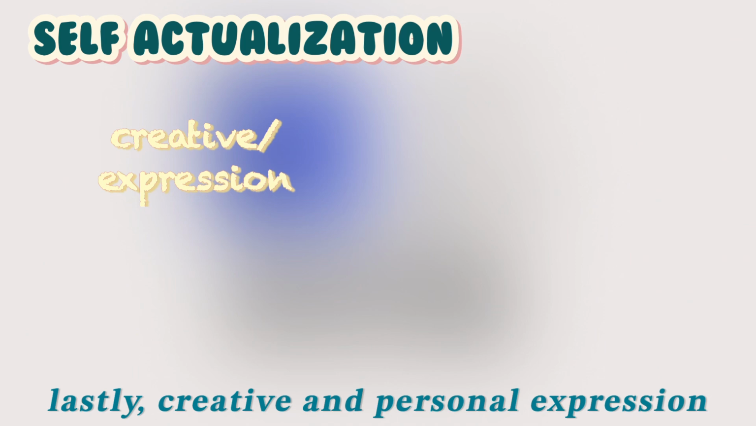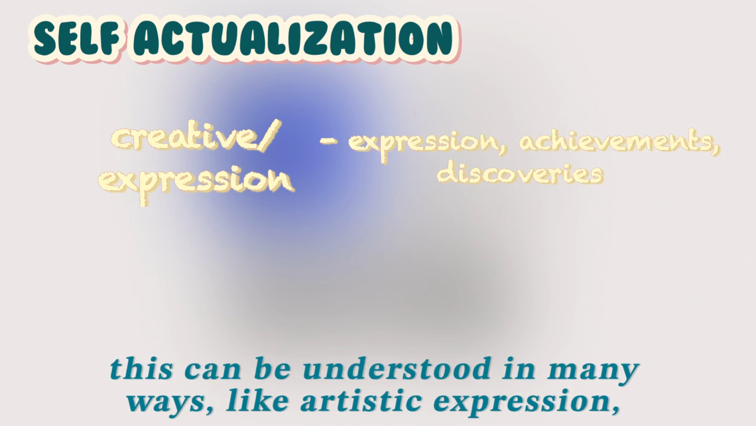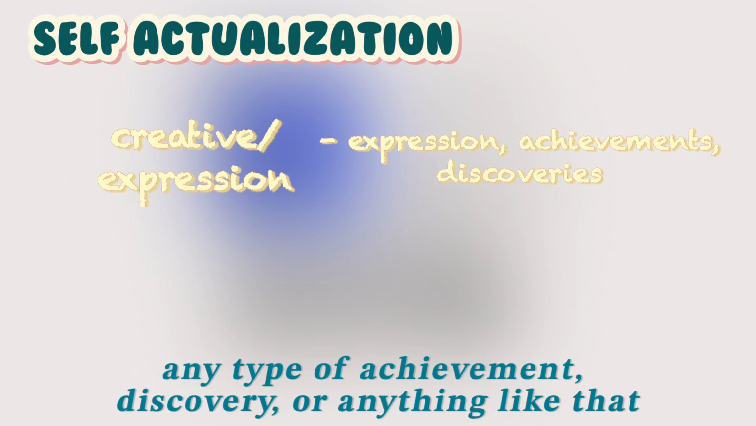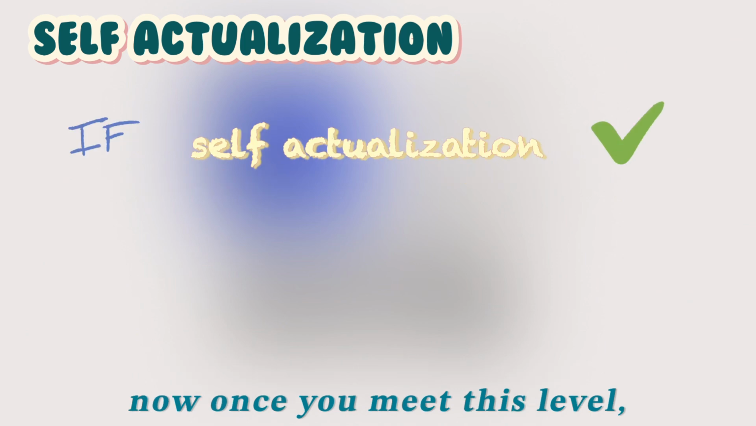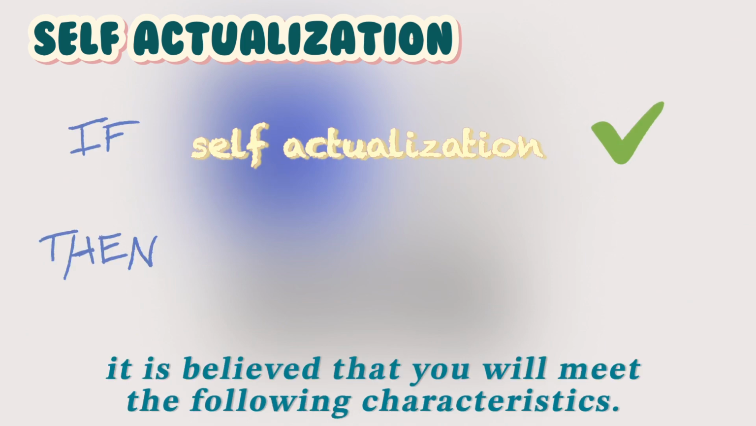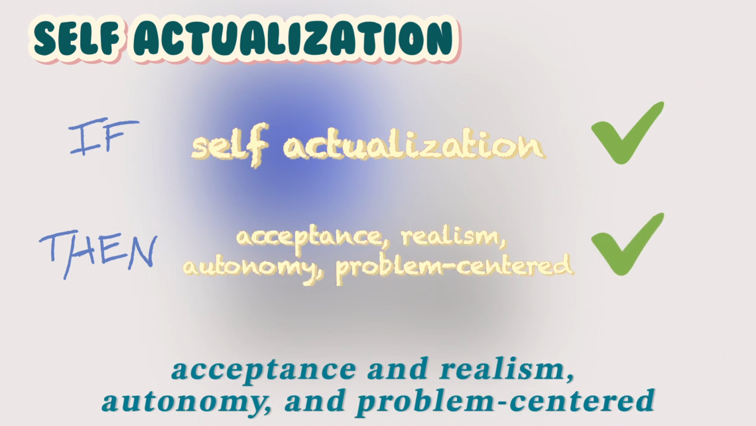Lastly, creative and personal expression. This can be understood in many ways, like artistic expression, any type of achievement, discovery, or anything like that. Now, once you meet this level, it is believed that you will meet the following characteristics: acceptance and realism, autonomy, and problem-centered.